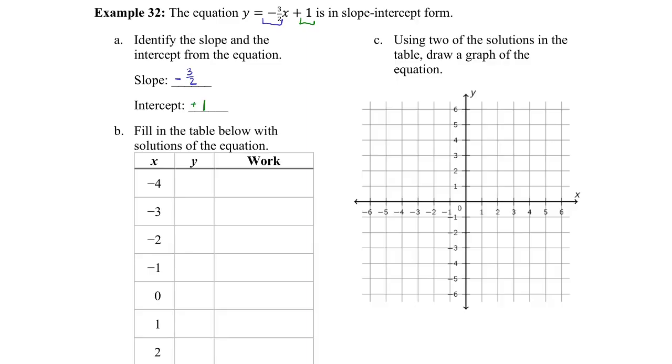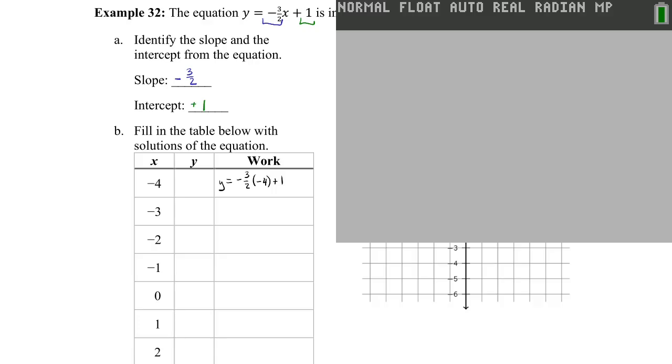So let's start with x is -4. Y is -3/2 times -4 plus 1. And here I'm just going to do the arithmetic on the calculator. So we'll have -3/2 times -4 plus 1. And that works out to +7.